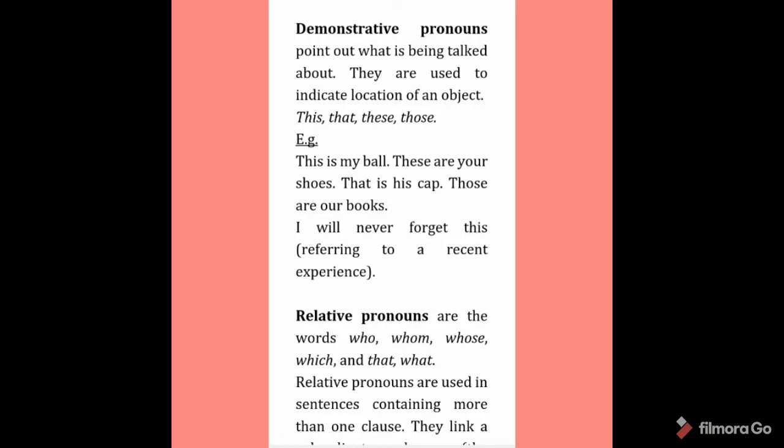Now the next, these are your shoes. These is the demonstrative pronoun. That is his cap. That is the demonstrative pronoun. Those are our books. Those is the demonstrative pronoun. I will never forget this. Here, this is the demonstrative pronoun which refers to some recent experience.